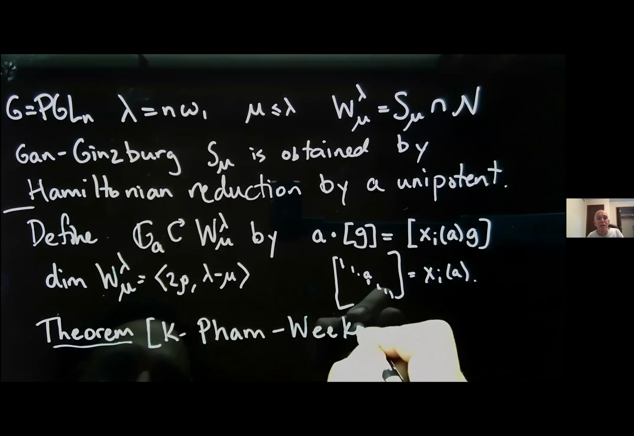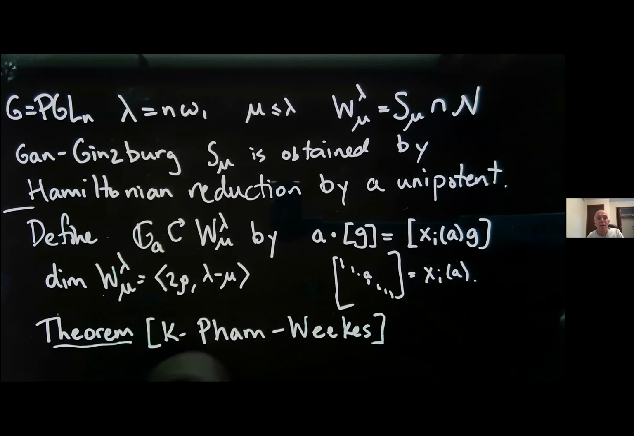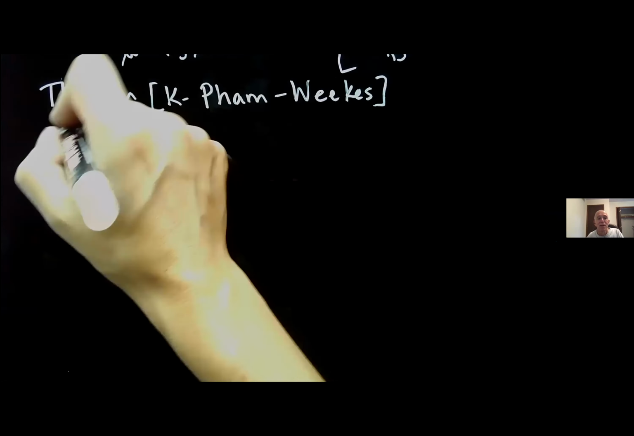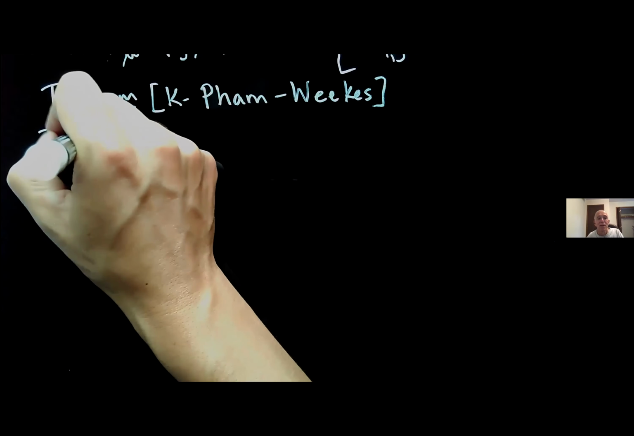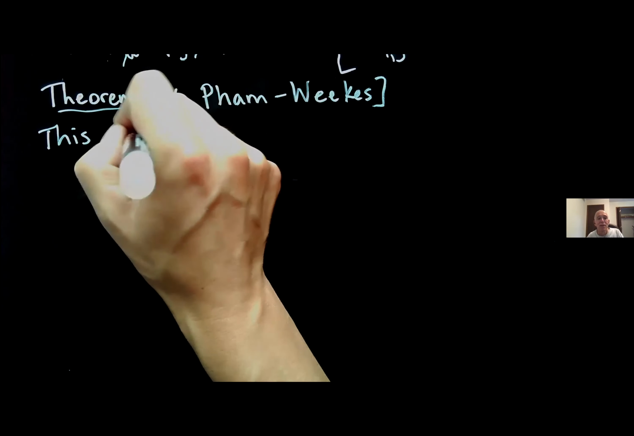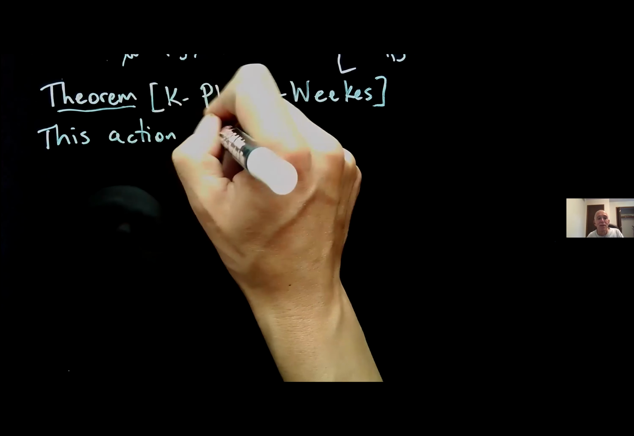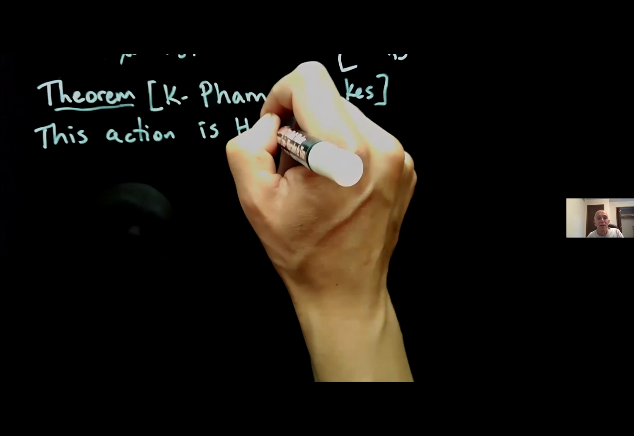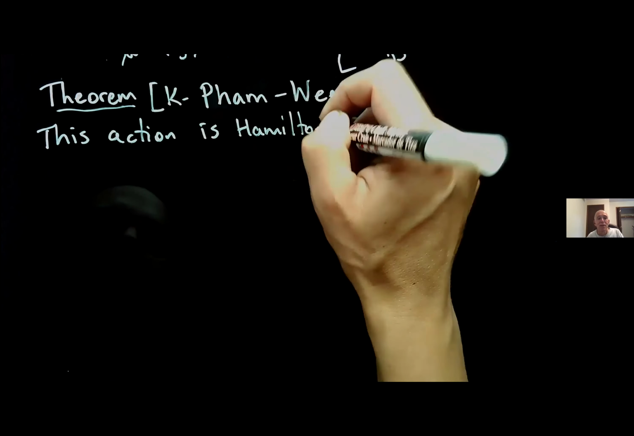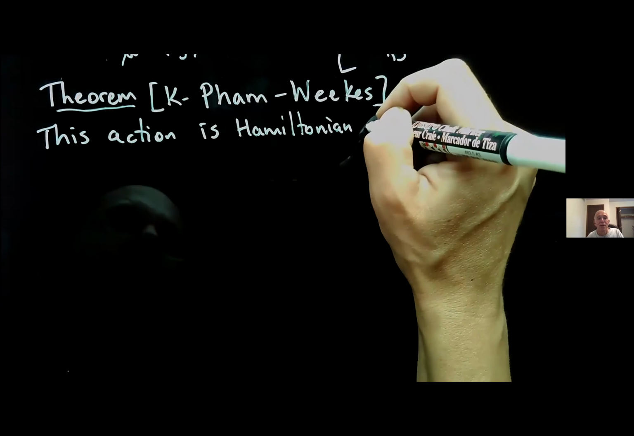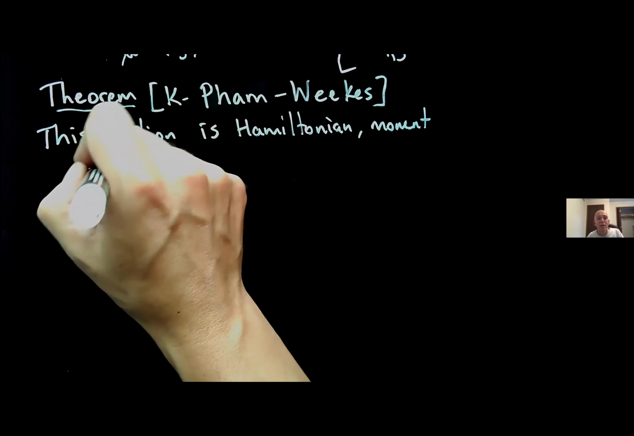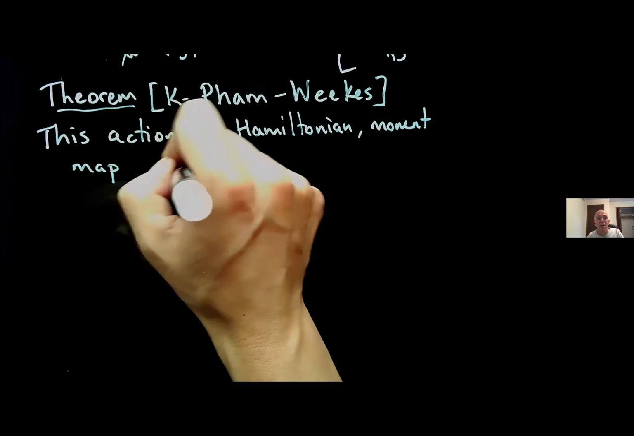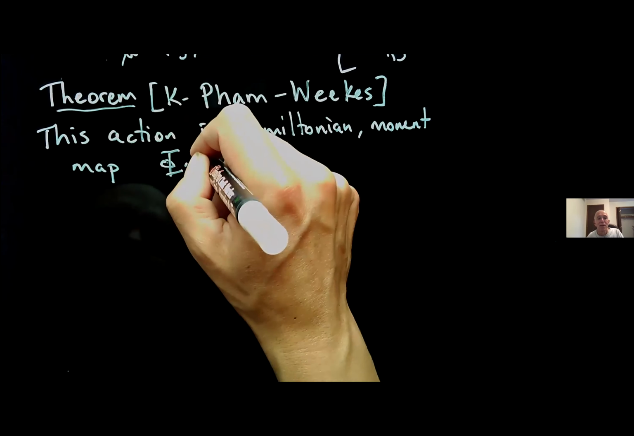Oops, I'm going to move the camera, otherwise let's see the theorem. Okay, the theorem is that this action is Hamiltonian, and there's a moment map, which I'll call phi. I won't define it, but it's a relatively natural map you can define.